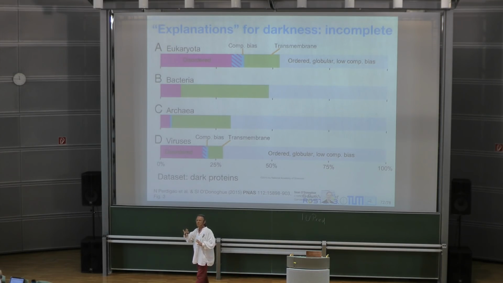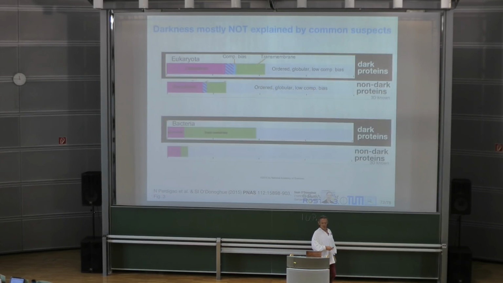I say 50% I cannot make a statement about, and I look at the dark proteins alone. That is the mistake. What I should look at is the same prediction method for another data set, which is known. So I should look at a subset of proteins that are non-dark, for which I know the three-dimensional structure, and apply the same prediction methods. And when I apply the same prediction method, you see that the ones that are non-dark also have disordered regions. They also have transmembrane regions.